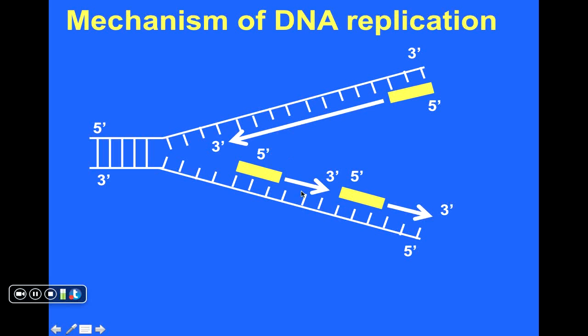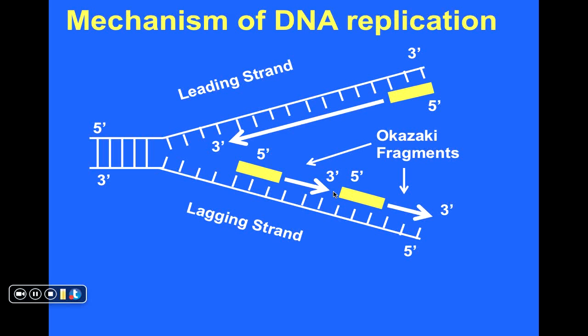Not only that, but we'll at some point have to attach, on this lower strand here, these sections of DNA that are produced. Because on this lower strand, DNA is synthesized in a discontinuous fashion. So these sections of DNA that we've identified on this lower strand, we call those Okazaki fragments, after the person who figured this all out.